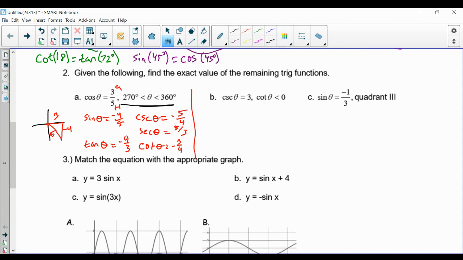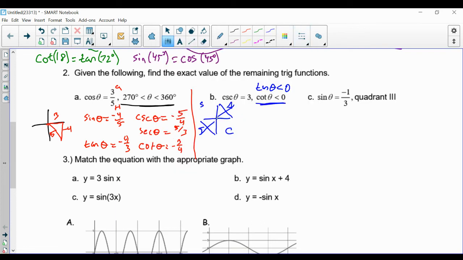Same idea here, except for this one, we have to actually figure out which quadrant it's in based on what they tell us. So they're telling us cotangent of theta is less than 0, which, remember, would also mean that tangent is less than 0 because the reciprocal doesn't change the sign. So all students take calculus. Tangent being less than 0 means it can't be in quadrant 1 and it can't be in quadrant 3 because that's where tangent is positive.